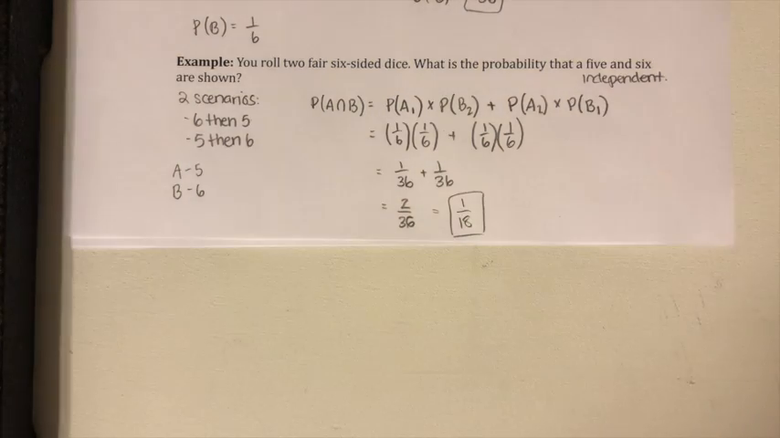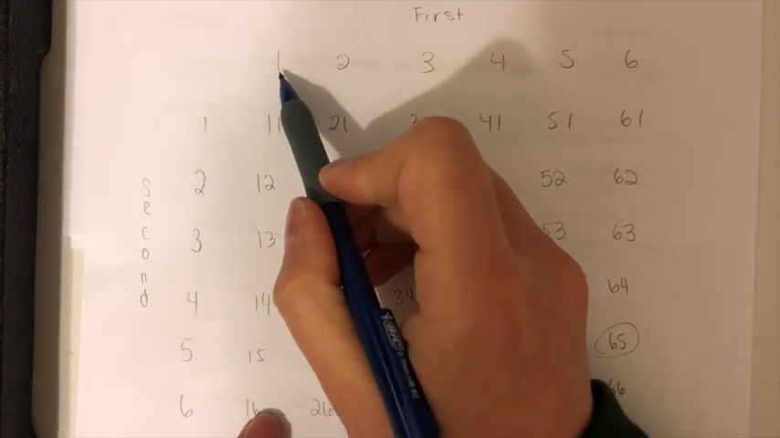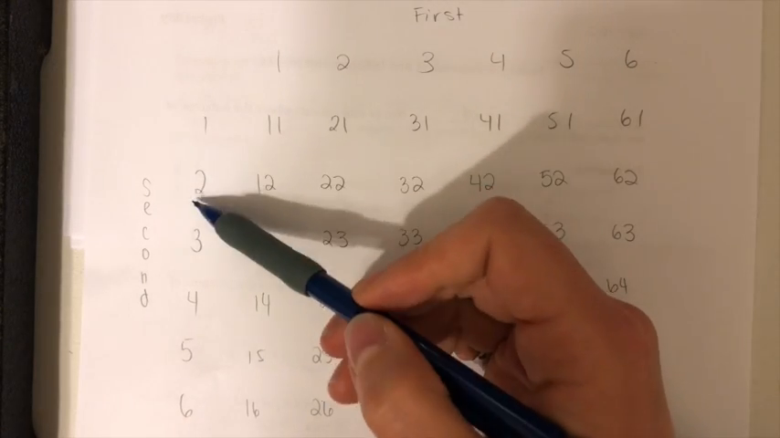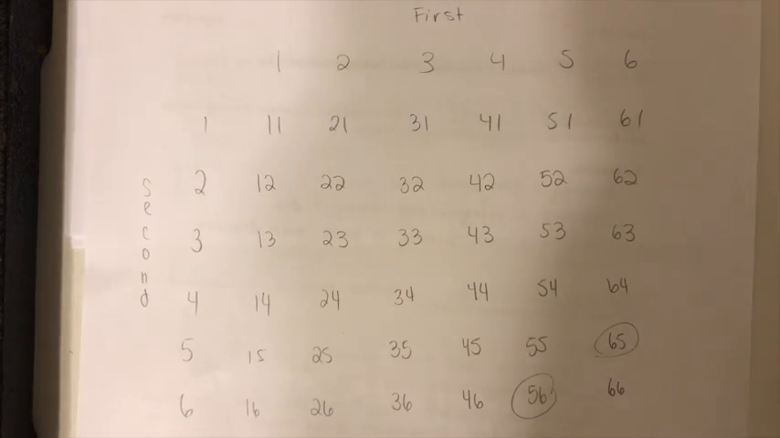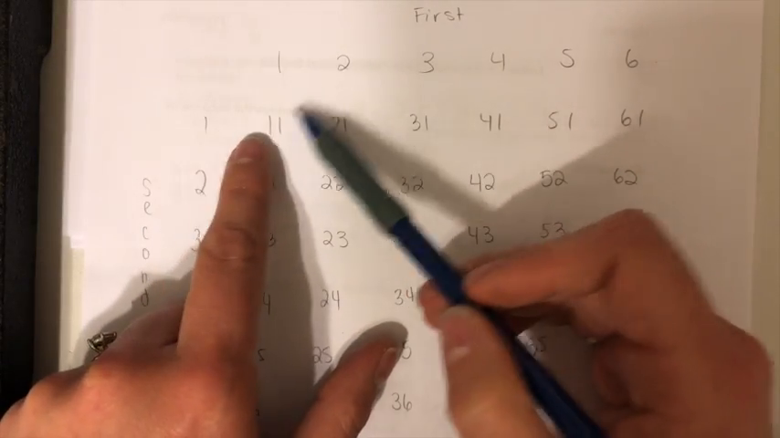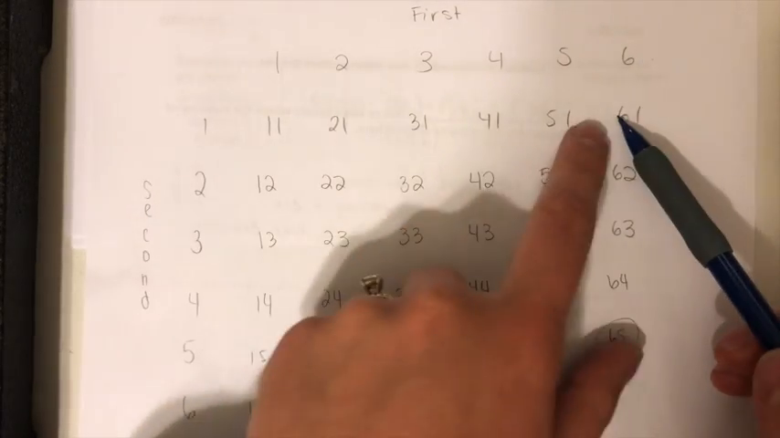Okay, one of the ways that we can look at this is, I'm going to draw this. If I have my first die, I can either have a 1, 2, 3, 4, 5, or 6. My second die, I can have a 1, 2, 3, 4, 5, or 6, right? So I've basically just drawn out the combos. So I could have a 1 and a 1, a 2 and a 1, a 3 and a 1, a 4 and a 1, a 5 and a 1, a 6 and a 1, okay?